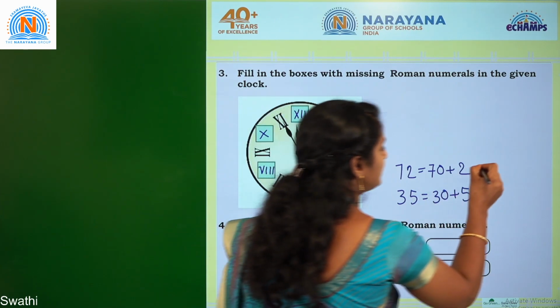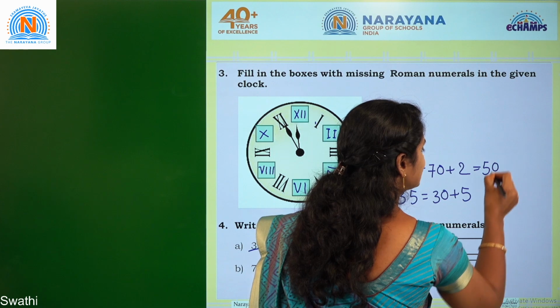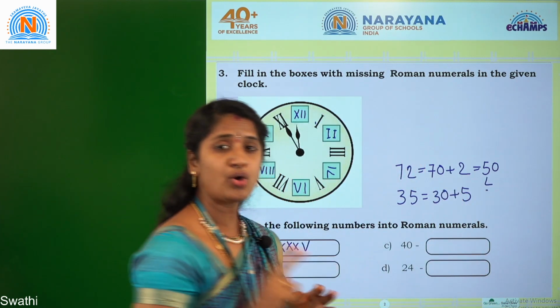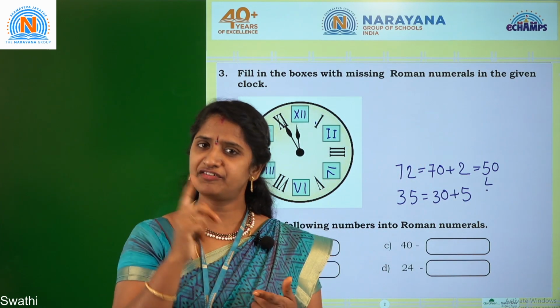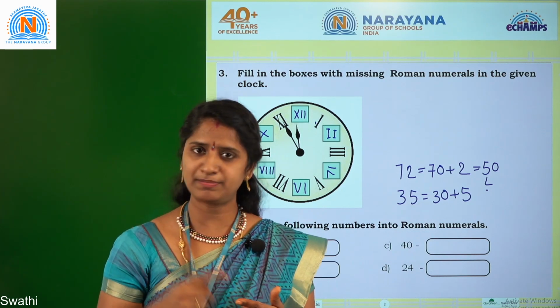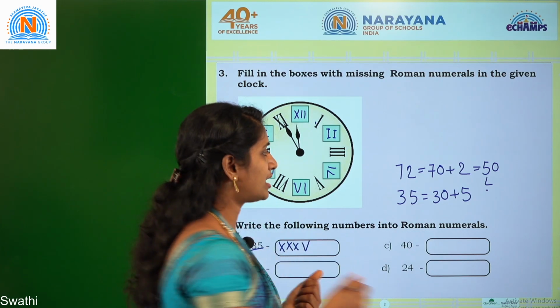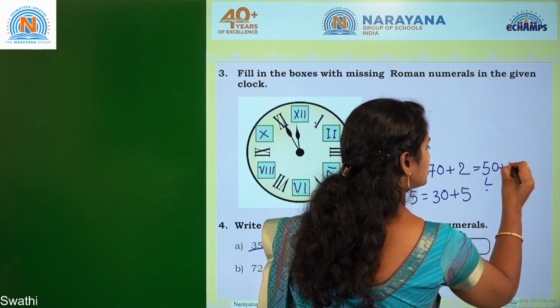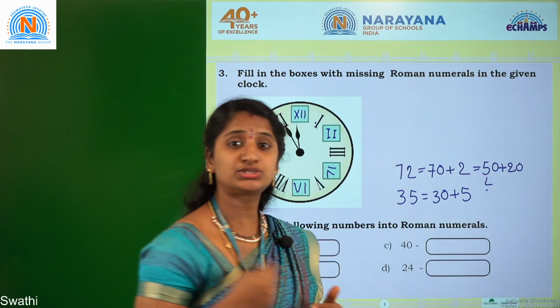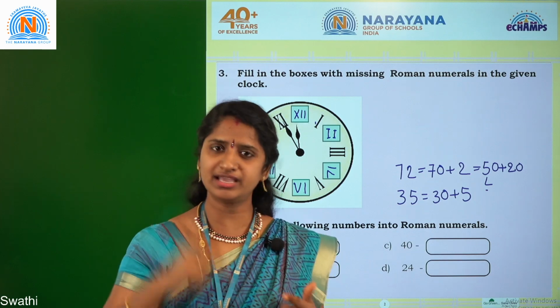Okay, in 50, what is the symbol of 50? It is L, right? So how can I write 70? 50 plus 20. Can I write 50 plus 20 is also 70, right? So I am writing 50 plus 20. 50 plus 20 is 70.